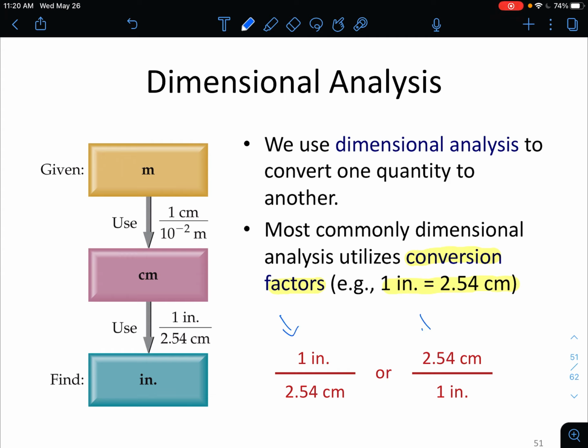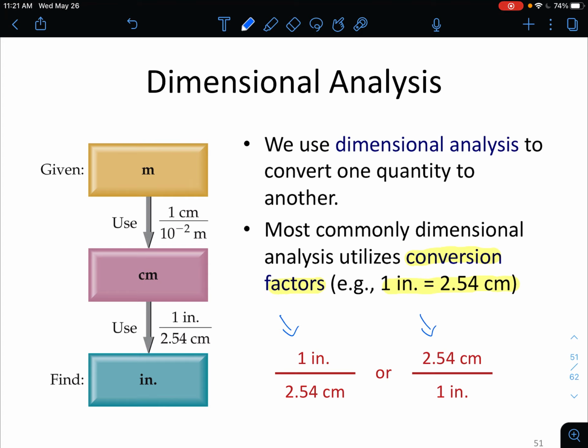And just like with density, we can flip our conversion factor around depending on what we're trying to do. So we can write it as 1 inch per 2.54 centimeters or 2.54 centimeters per 1 inch. And remember, for the purpose of significant figures, we're going to treat these conversion factors as exact numbers, so infinite number of significant figures.